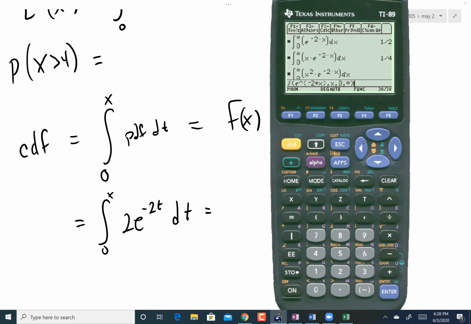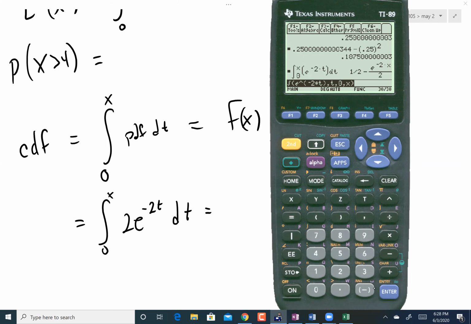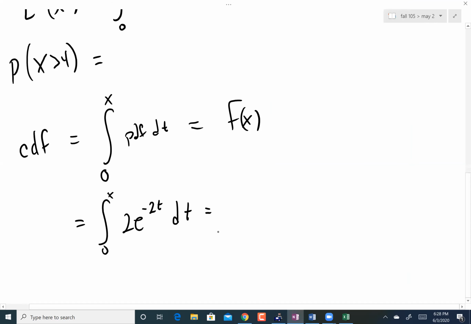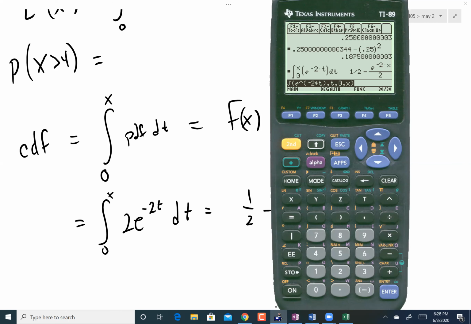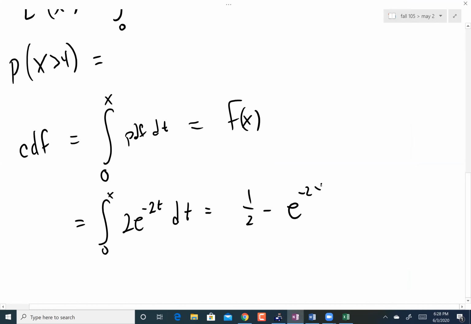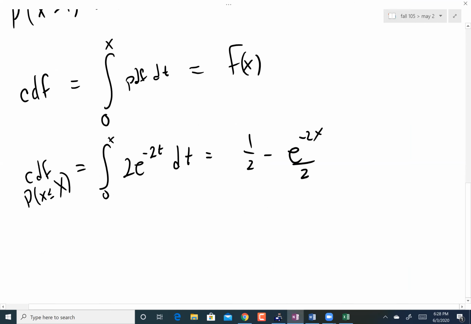boom, and you need to go from 0 to x. So that thing right there is your CDF. I'm going to write that down: 1/2 minus e to the negative 2x over 2. Okay, remember this is your CDF. It is the probability that x is less than or equal to some value of x. So the case we were asked about was 4.